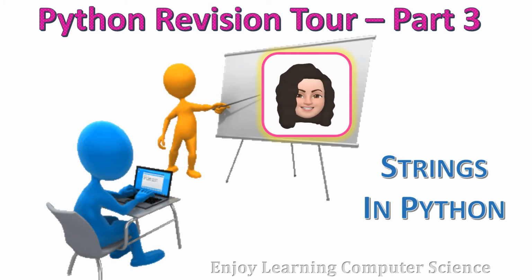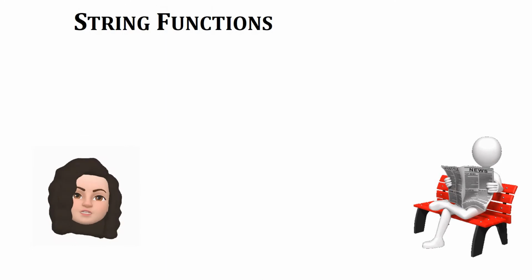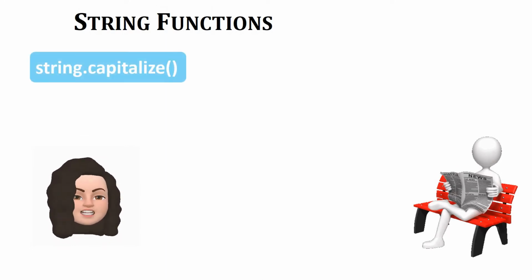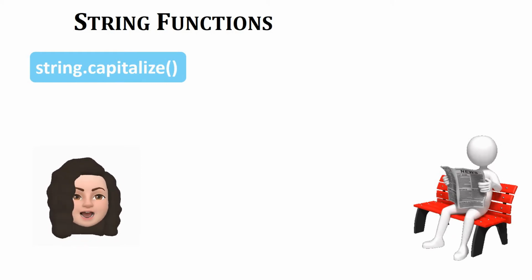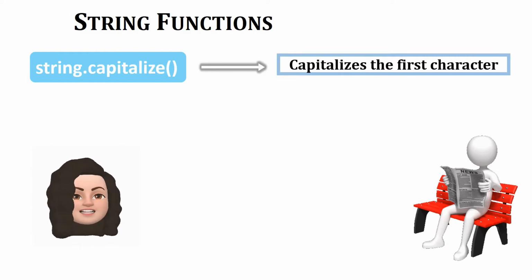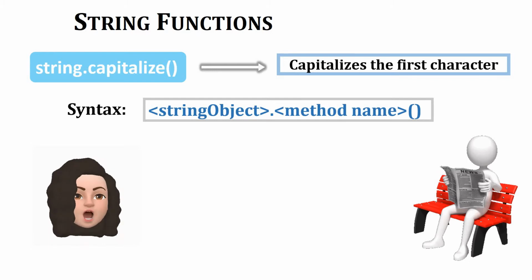Let's enjoy. The first string function we are going to discuss is the capitalize function. string.capitalize(). This capitalize function capitalizes the first character of the string. So the syntax for this is the name of the string object or the string variable, dot, the method name, that is capitalize(), open parenthesis, close parenthesis, because capitalize is a function.